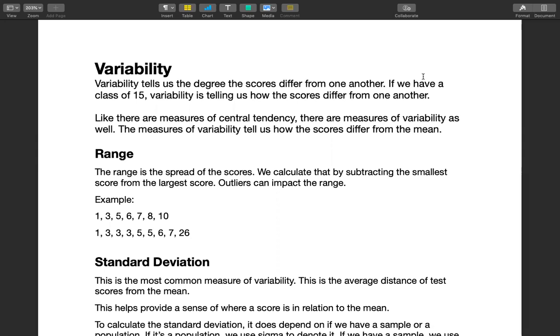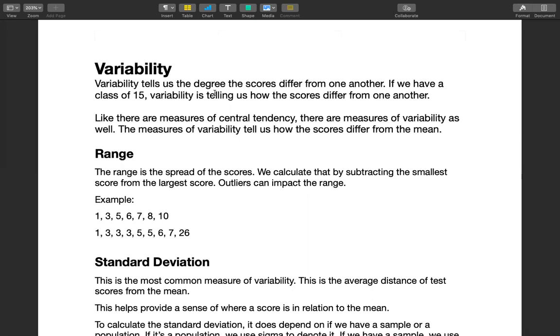So like we had with measures of central tendency, there are measures of variability as well. Measures of variability tell us how the scores differ from the mean. So how far do they go from its central location? One way that we can tell variability is with range. The range is the spread of scores, so we can calculate that by subtracting the smallest score from the largest score. It is important to note that outliers can impact the range.